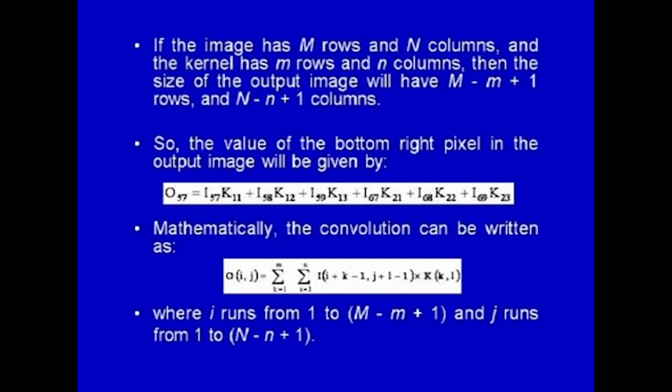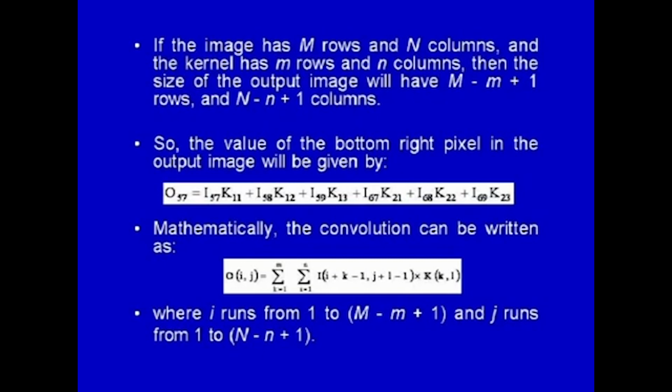So, the value of the bottom right pixel in the output image will be given by the relationship, that is, at the location 057, it would be the product of I 57 multiplied by kernel cell 11, plus I 58 multiplied by kernel cell 12, plus I 59 multiplied by kernel cell 13, and so on.